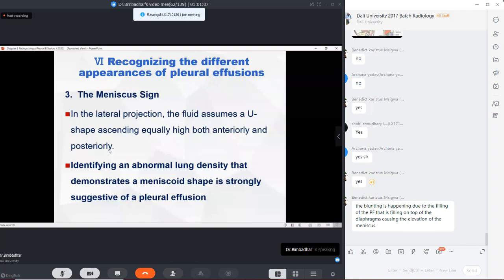So identifying an abnormal density that demonstrates a meniscoid shape is strongly suggestive of a pleural effusion. So for the confirmatory diagnosis of a pleural effusion, what is the confirmatory radiographic sign? Meniscus sign. You have to remember it that way. The question will be asked like this: the confirmation of a pleural effusion is done by, and the answer is meniscus sign. So that's how it is, right?